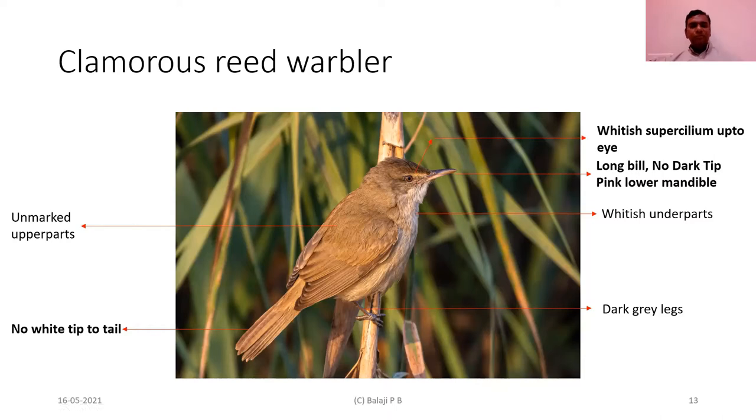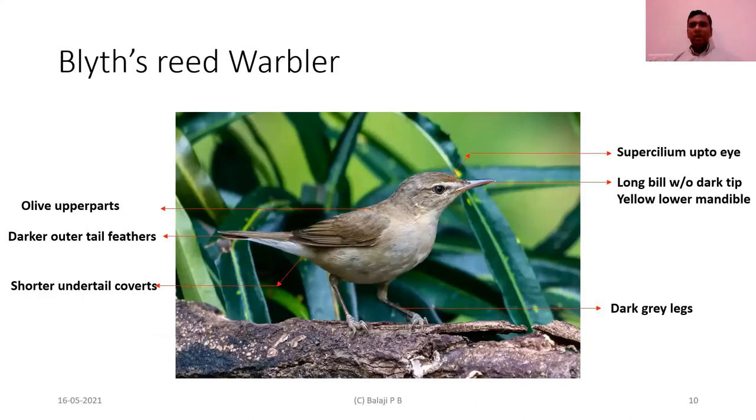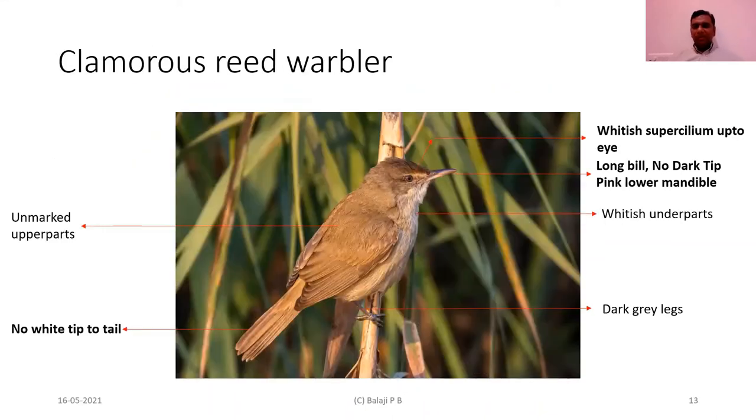So the only species you can confuse the clamorous reed warbler with is the blythe reed warbler. The habitat is also very similar. The blythe reed and the clamorous reed are both seen in the same, very similar kind of habitat. But the blythe reed warbler usually has a very olive color to the upper parts. Clamorous reed has a very brown color to the upper parts. So this is the main identification pointer. And of course, you can look at the other aspects also. For example, it has a pink lower mandible, whereas the blythe reed warbler has a very yellow looking lower mandible. So these are the two differentiating pointers.